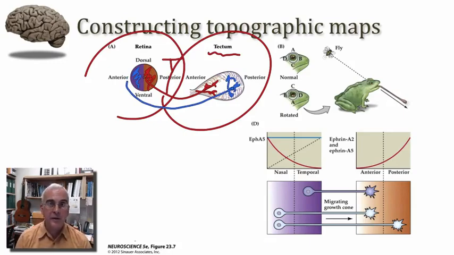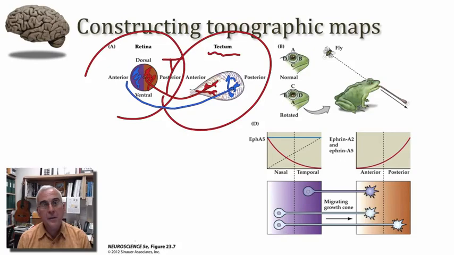Well, one fairly dramatic demonstration that there must be some kind of recognition that allows temporal retina to affiliate with the anterior part of the tectum and nasal retina to affiliate with the posterior part came from experiments that involved rotating the eye of a frog. Now, unlike mammals and many amphibians, if you destroy the optic nerve, it will actually regrow into the brain. And what was done in this experiment is that the eye was surgically rotated and then reattached.